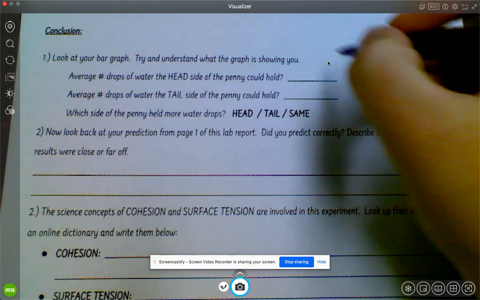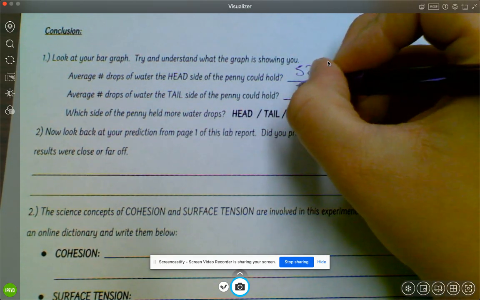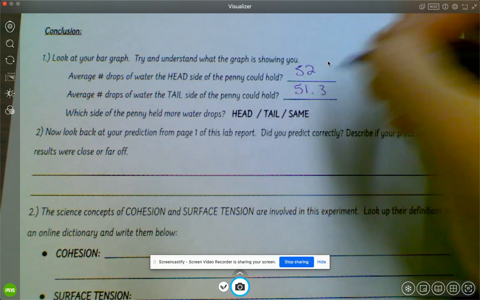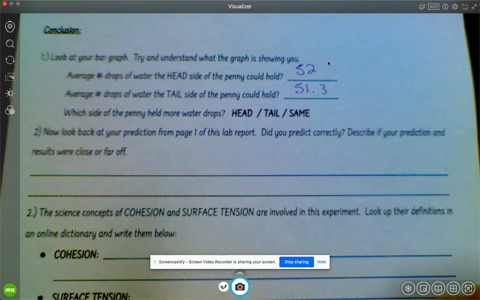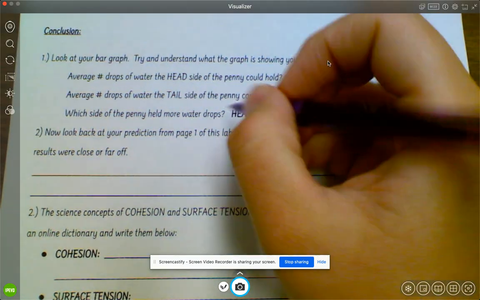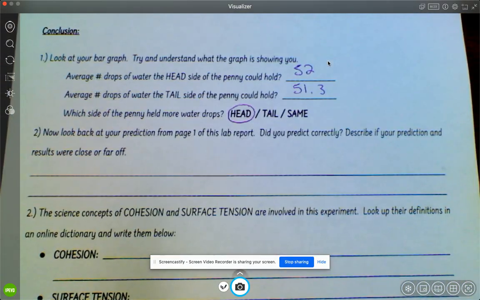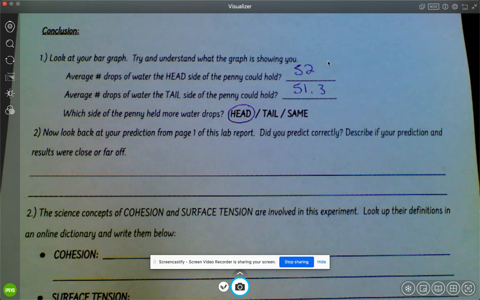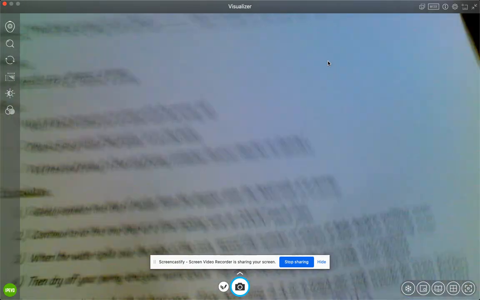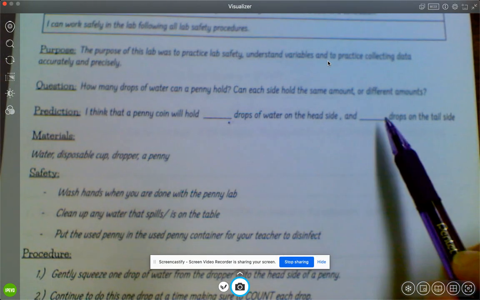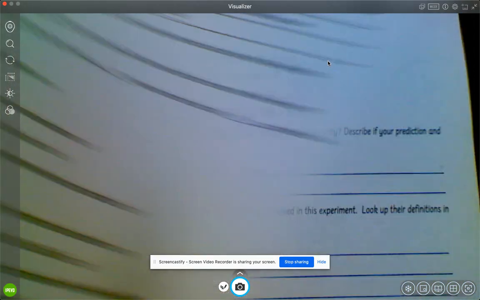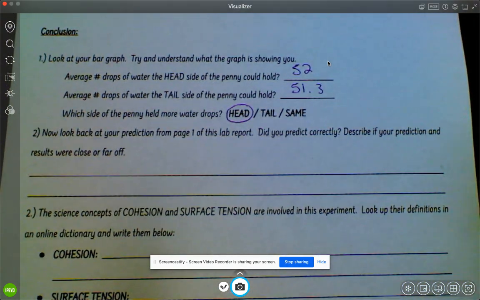Mine, my head held 52 and my tail held 51.3. And I got this information from here. For my information, the head held more water, but that might not be the same for you. Now I need to look back at my prediction from page 1 and see if I predicted correctly. So I'm going to look back. You guys wrote this information. I gave you some time to do that. So, did it? Say yes. Say no. Were you close?